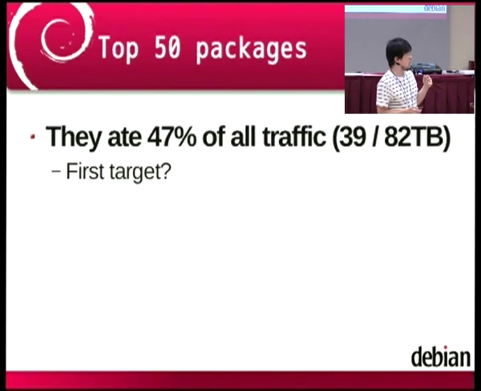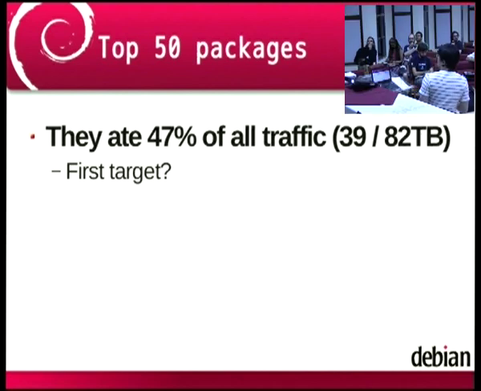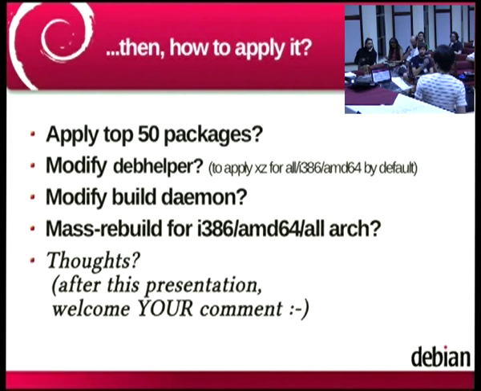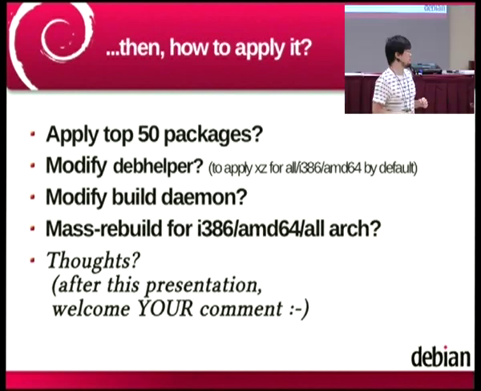So, in ftp.jp.debian.org, the top 50 packages ate most of the traffic. So I think applying XZ to the top 50 packages is the first step. And next, modify debhelper to apply XZ by default on the powerful architectures. Then maybe modify the build daemon or do a mass rebuild or so.